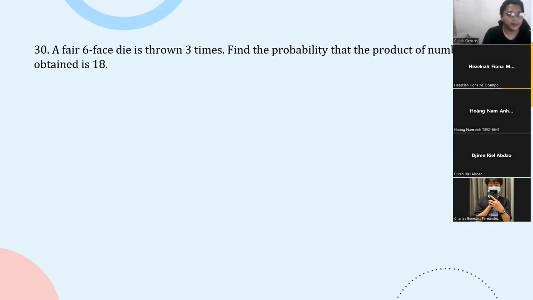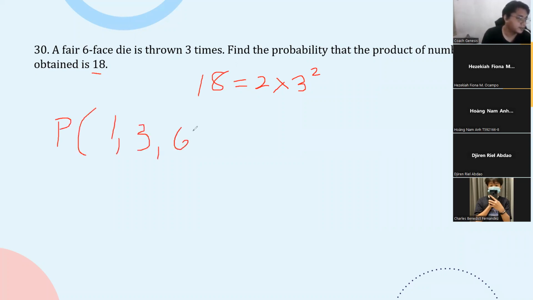So what possible values for a six-faced die will give you a product of 18? So you will have 18 equal to 2 times 3 squared, right? So that will be the probability that you will have 1, 3, 6 and the probability that you will have 2, 3, 3. And I think that's it, right?